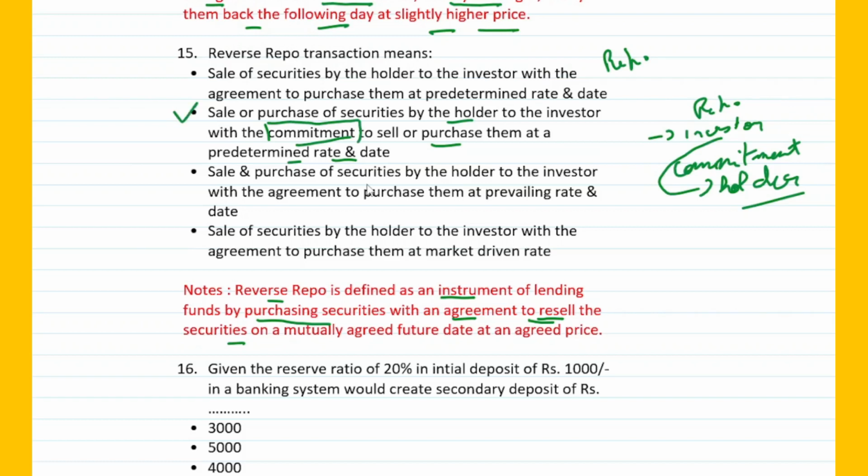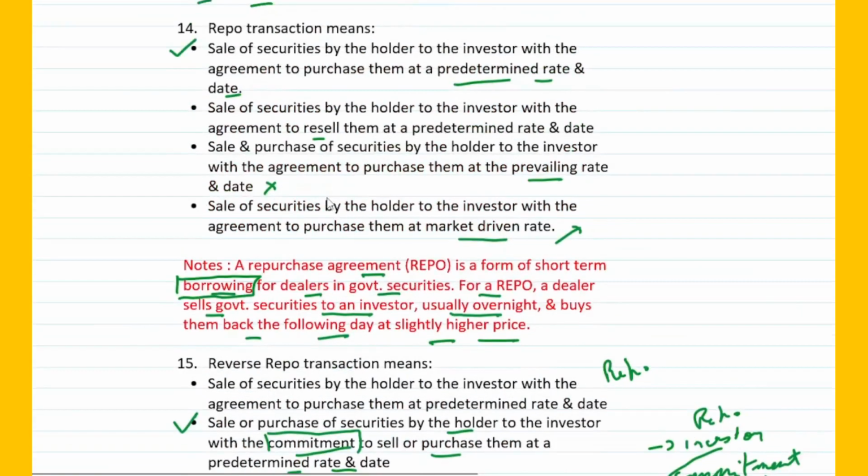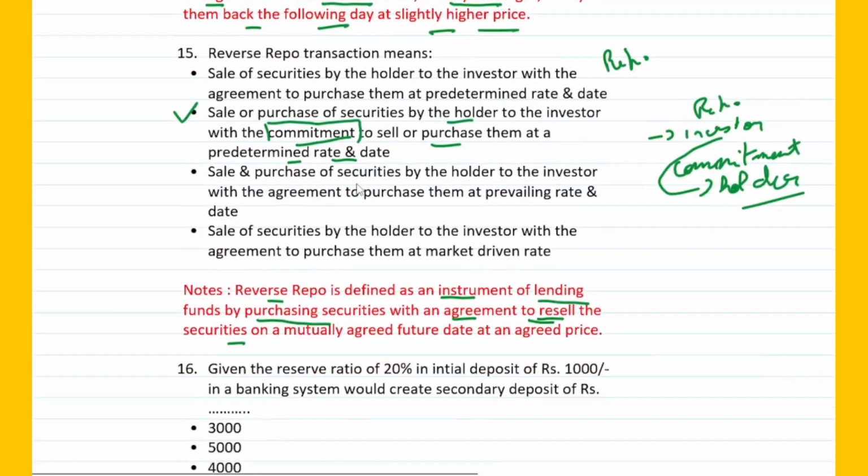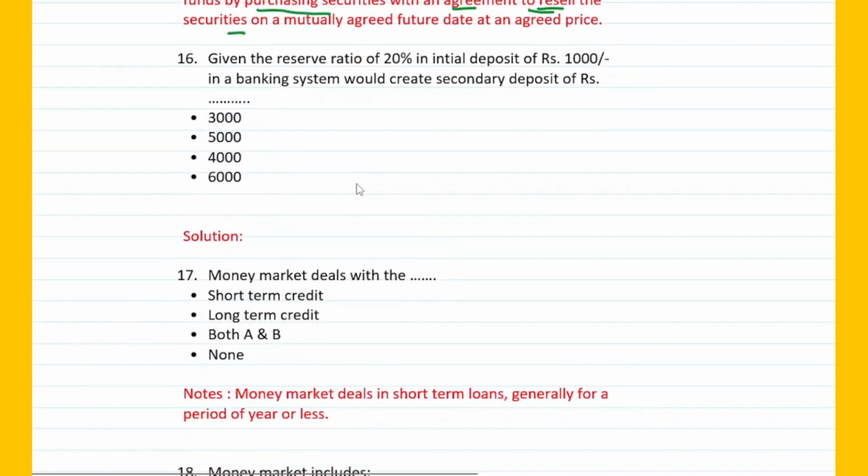Also remember, when we talk about reverse repo, it is an instrument of lending, right? Whereas when we spoke about repo transaction, it was a transaction with respect to borrowing. So that's the key difference between repo and reverse repo, right? Okay, let's come to the next question.